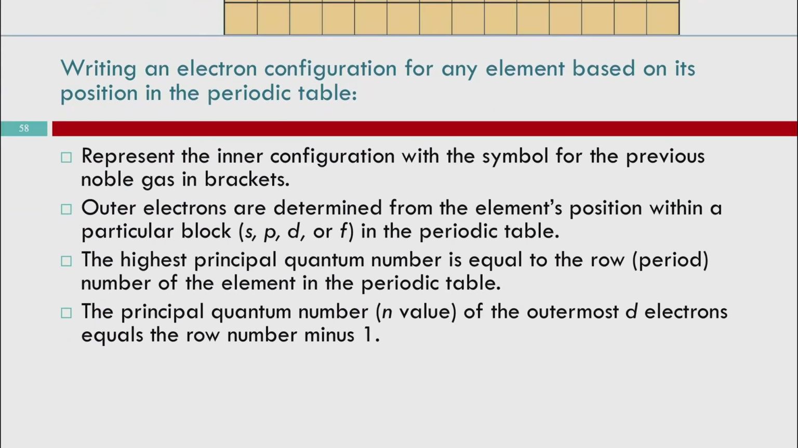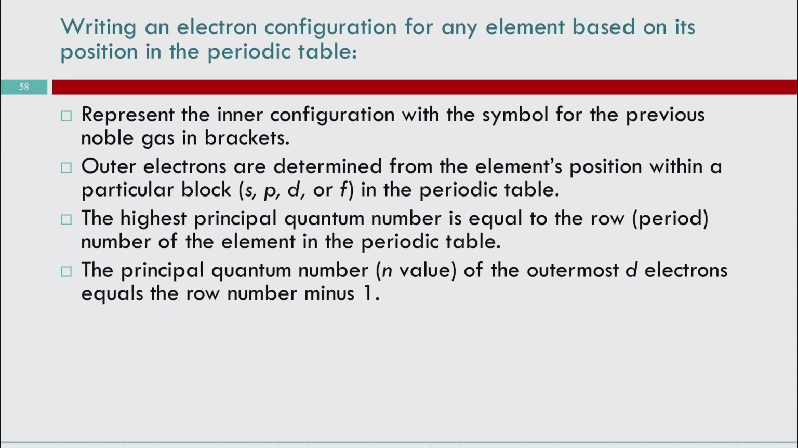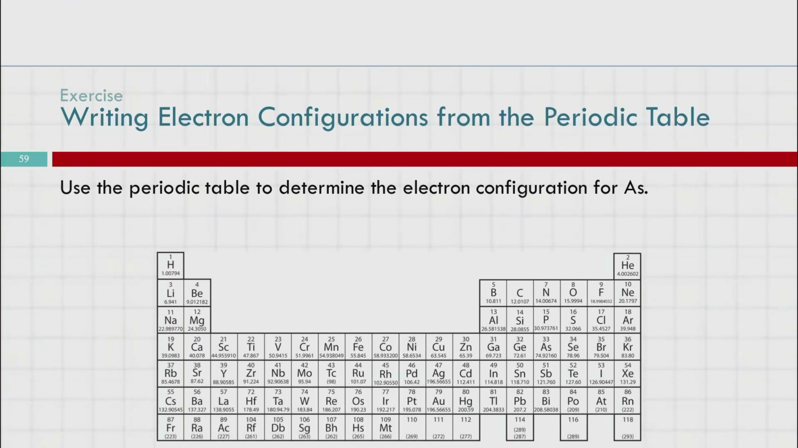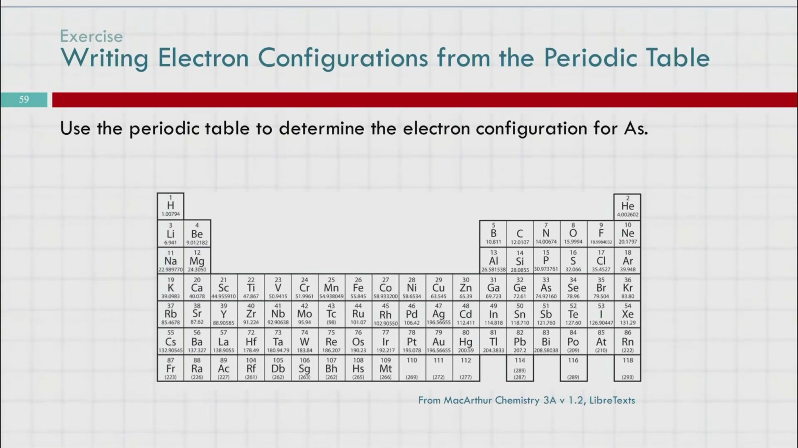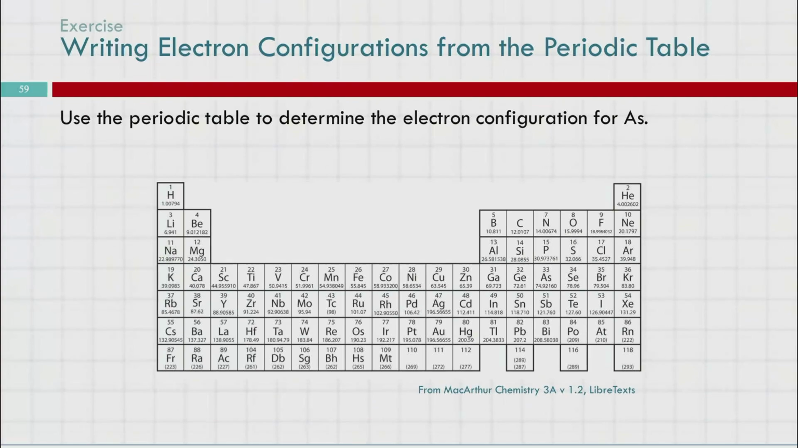All right, and then this is just like the text block that explains that, so I'm going to skip over that. All right, here's a generic periodic table. Use the periodic table to figure out the electron configuration for arsenic.